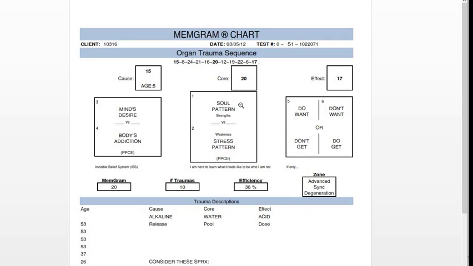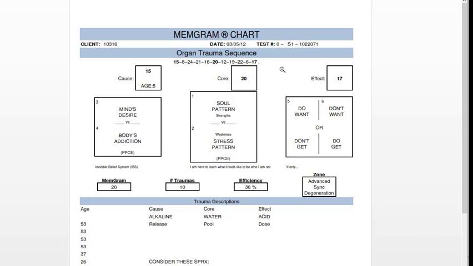Your stress pattern, your Memgram, feeds off of negative energy. We call this negative energy a hormone dump. You'll hear us use that term a lot, hormone dump. In other words, you are an energy generator for the dark side and don't even know it. And that's by design, because it wouldn't work otherwise.